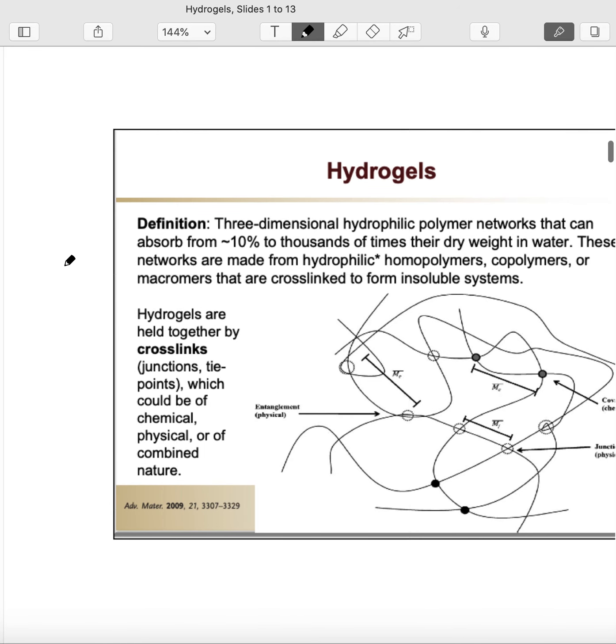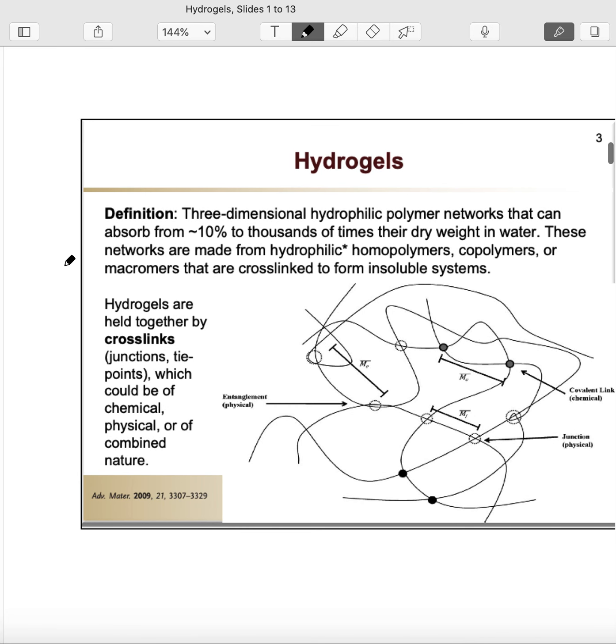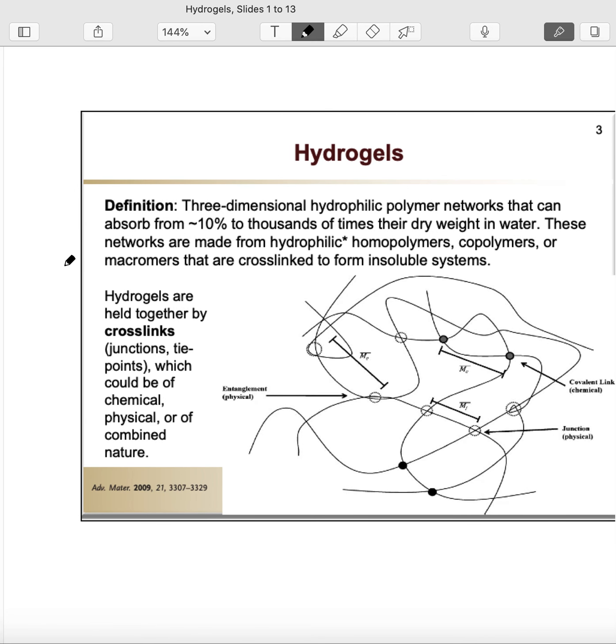Hydrogels are three-dimensional hydrophilic polymer networks that can absorb huge amounts of water, from about 10% of the dry weight of the polymer system up to thousands of times the dry weight of the polymer network. These networks are made typically from hydrophilic polymers, and I put an asterisk there because while most of the system has to contain hydrophilic polymers in order to make it a hydrogel, there are some hydrogels that are made with copolymers that might have certain hydrophobic sections.